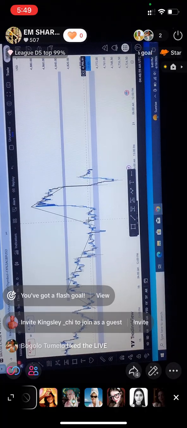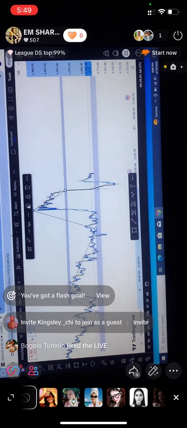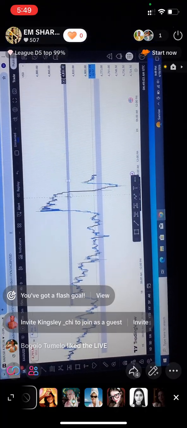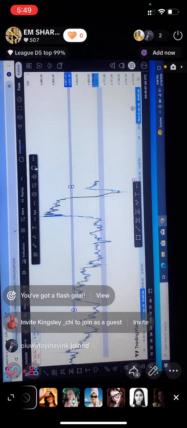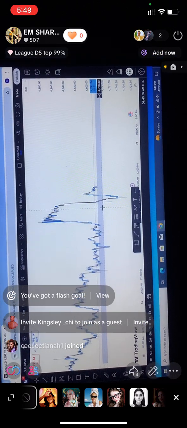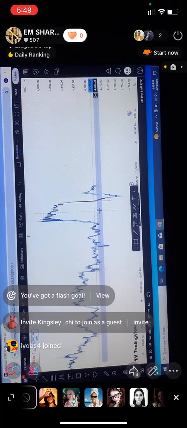So guys, this was the XAU USD chart. Let's analyze it and see what might be happening this week so that we can take advantage.